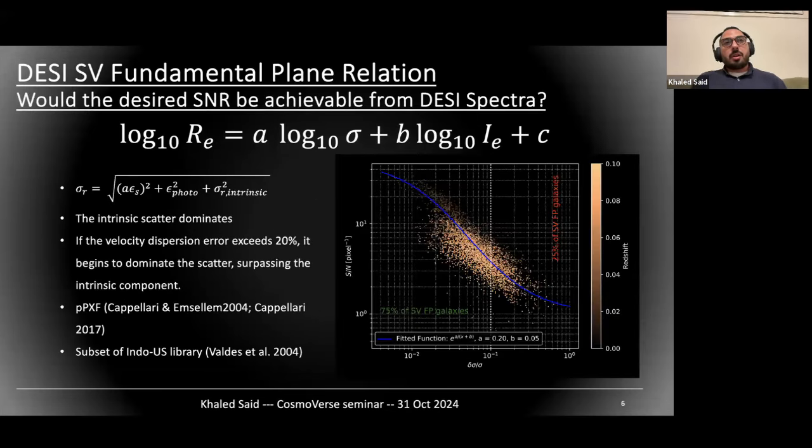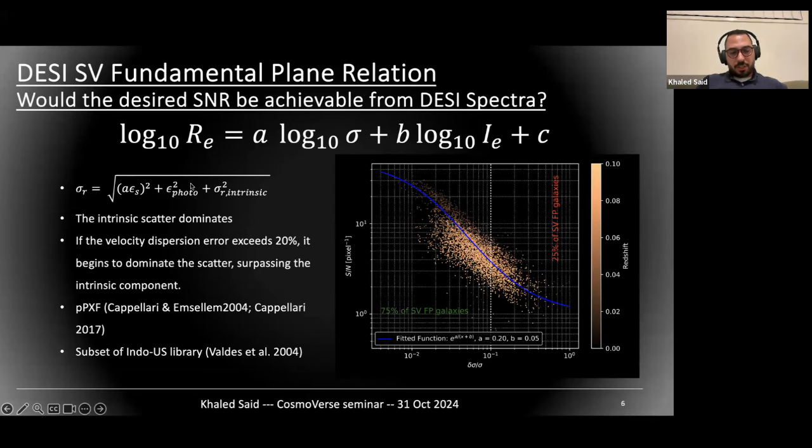Okay, so during SV, we selected our sample to answer a few questions. The first question was: would the desired signal to noise ratio be achievable from the DESI spectra? Basically, will the spectra give us a good velocity dispersion without a huge uncertainty, so it doesn't dominate the error budget in this relation? So we calculate the error budget.